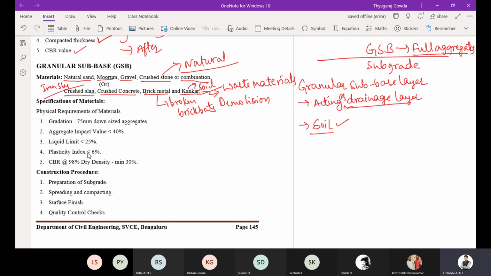Usually the iron slag will be used, that is from the thermal power plants or from the iron manufacturing units. We are going to get this slag and we are going to use iron slag or copper slag. So these are the materials which can be used. In the GSB layer, the aggregate will be single sized aggregates, that is with more voids. Since it acts as a drainage layer, it will have a more number of voids in the GSB layer. Is it clear? Yes, sir.